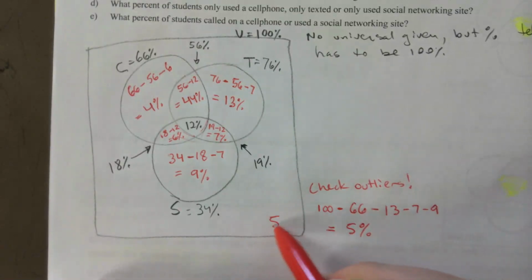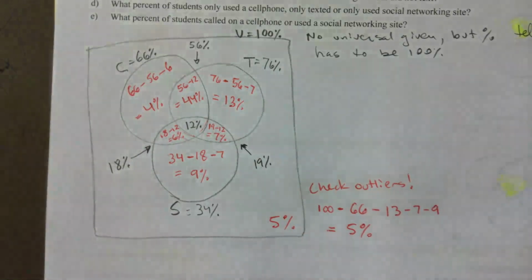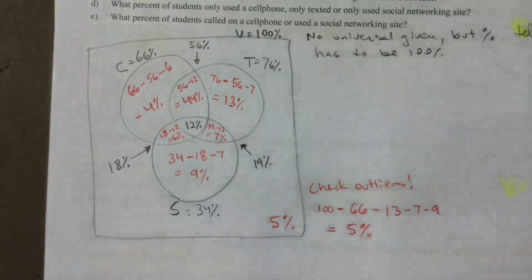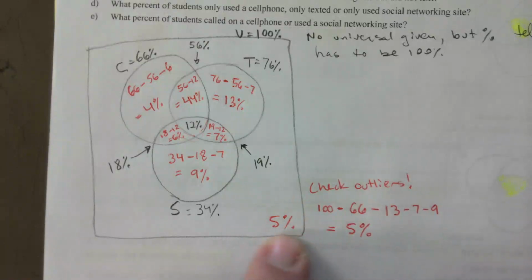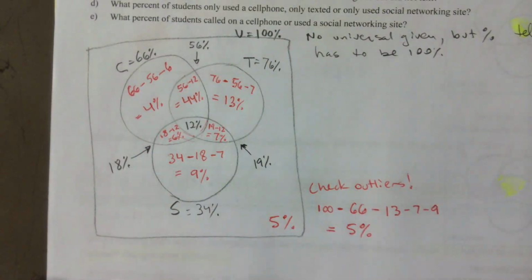So this is 5%. 5%, I guess, used neither. Like they didn't use any of the services. Okay. And sometimes you won't catch it until I ask you a question. Hey, how many students did not use any of those services? That's when you're going to figure out, oh, I need to figure out my outliers. Okay. So now let's answer the questions, and then I'll let you do some work.